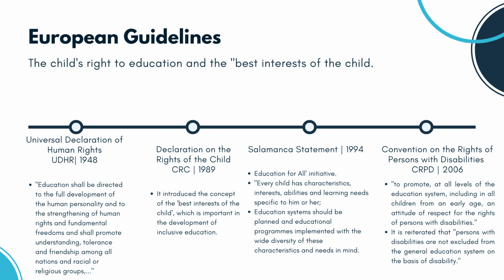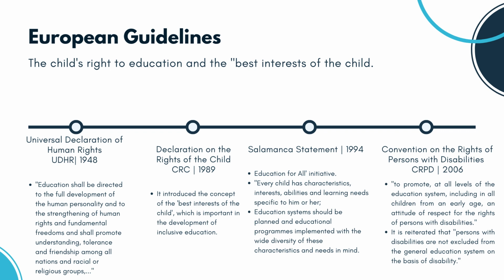In this slide, we have tried to systematize how the uniqueness and best interests of children have long been safeguarded in European guidelines and major documents on education and children's rights. An example of this is the Universal Declaration of Human Rights, which dates back to 1948 and already stated that education should aim at the full expansion of the human personality and the strengthening of human rights and fundamental freedoms. The 1989 Declaration on the Rights of the Child introduced the concept of the best interest of the child in the development of inclusive education.